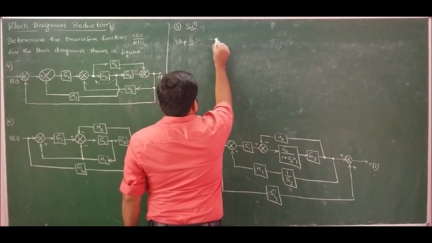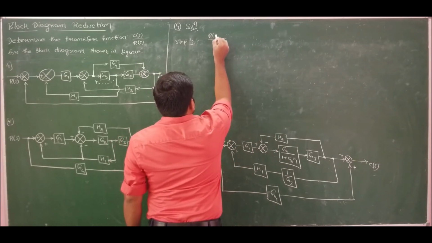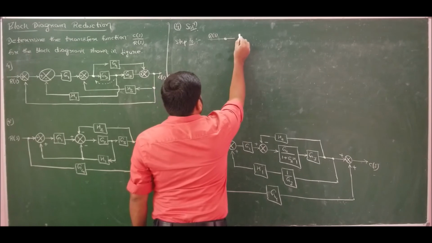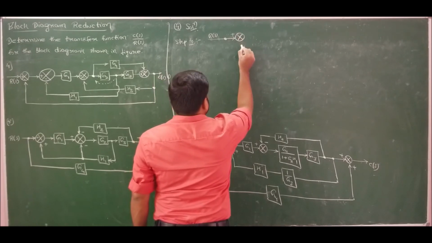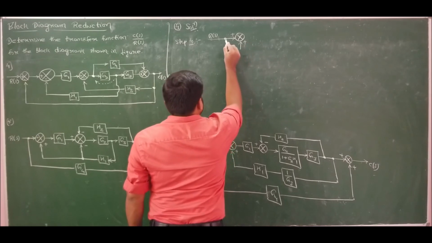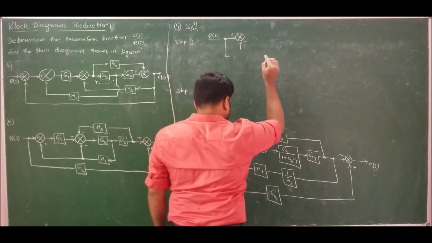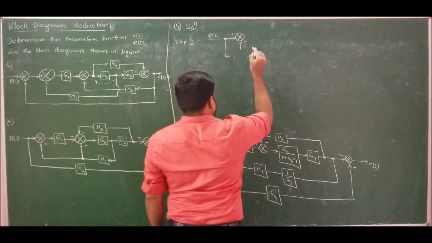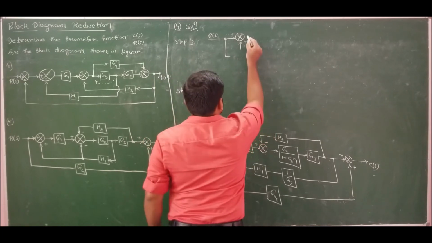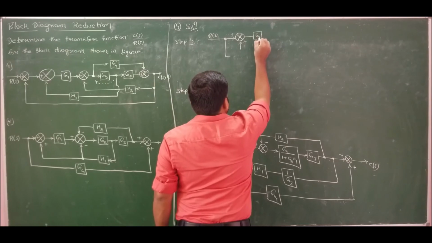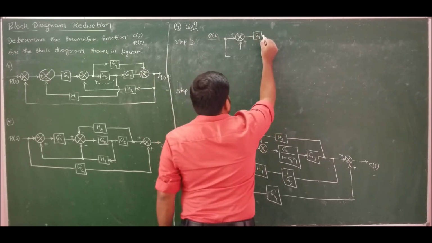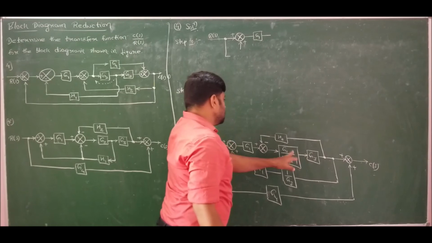So if I solve, I'll get the answer as R of S, a summing point with plus and plus. We have a block G4 which is in parallel with this main block. We have G1. So now I will multiply this and solve.